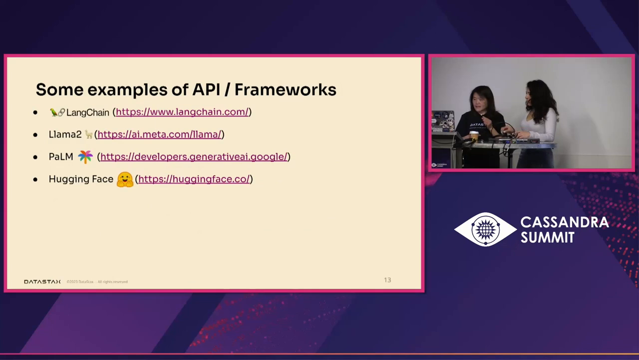Okay, so this is just some examples of these AI API frameworks that I think most of you are familiar with: LangChain, Llama 2, Palm, and Hugging Face, all of these.